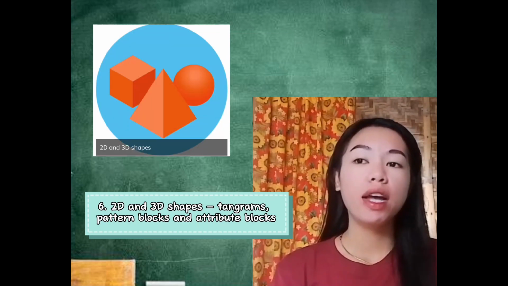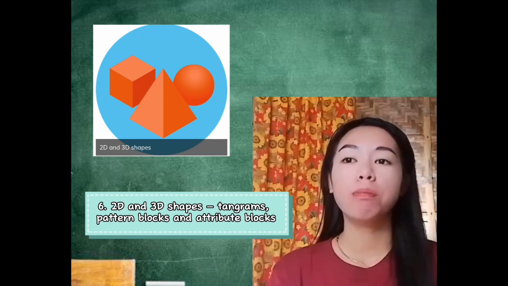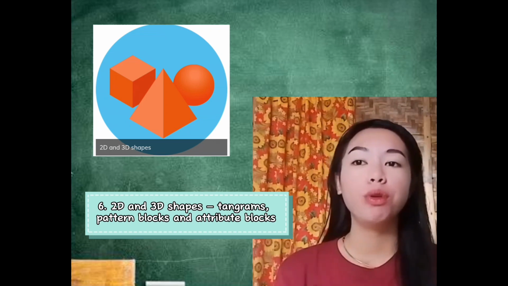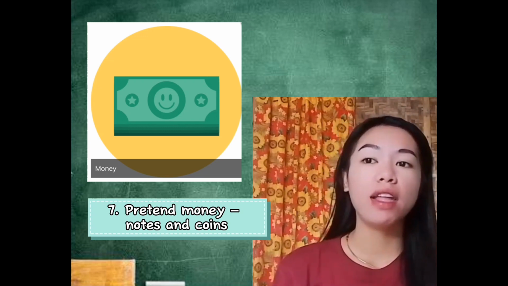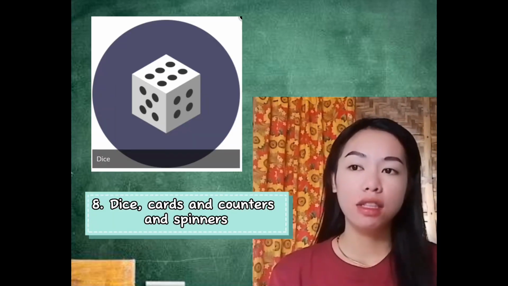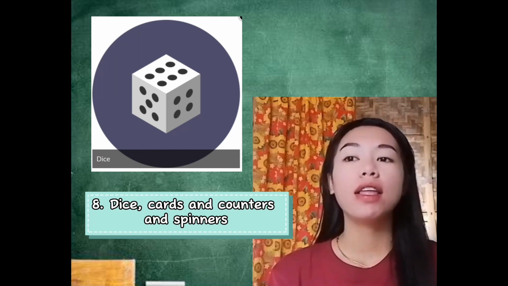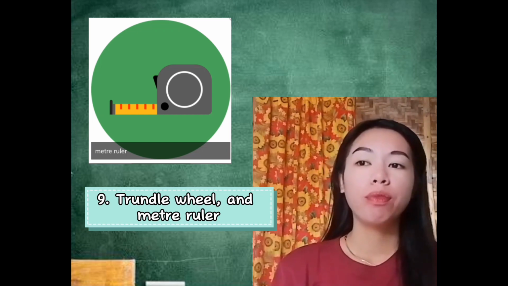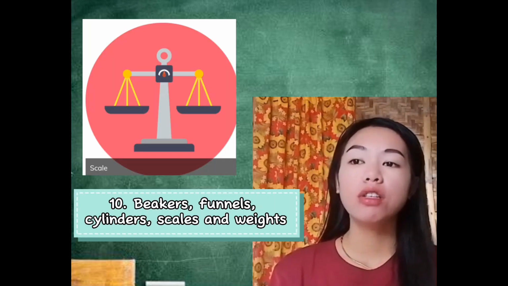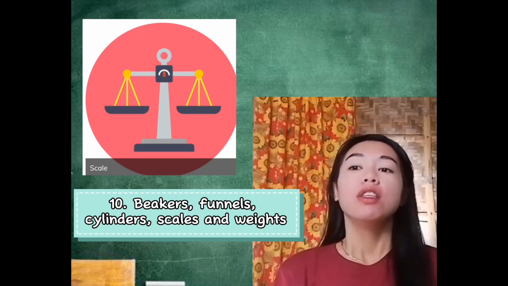Six, 2D and 3D shapes, tangrams, patterns, blocks, and attribute blocks. Seven is pretend money or notes and coins. Eight is dice, cards, and counters and spinners. Nine is trundle wheel and meter ruler. Ten is beakers, funnels, cylinders, scales, and weights.